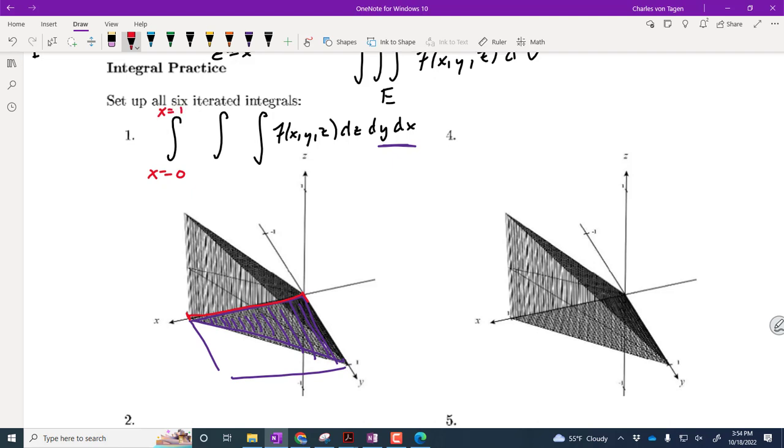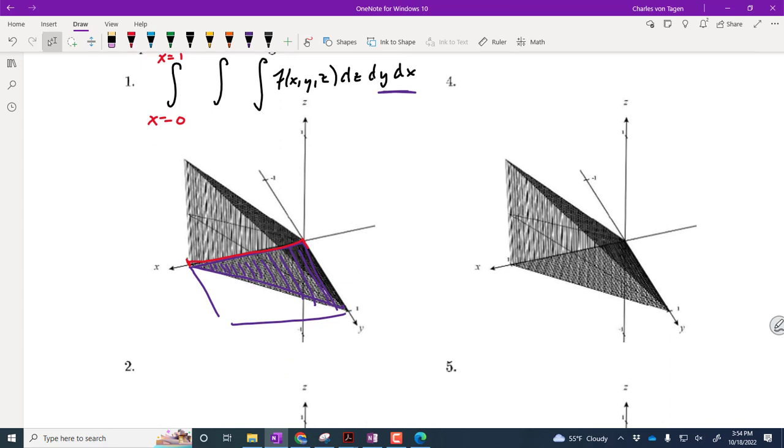By the way, if you don't like this idea, especially if your image gets too messy right here, what I normally do when I don't have all these images drawn for me is here's x, here's y, and then here is my purple projection into the xy plane.